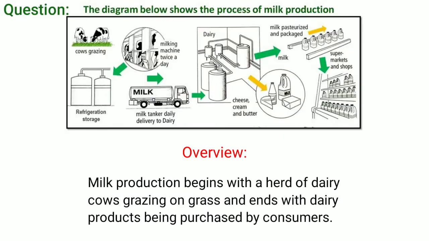Now the second step is the overview, and as I mentioned earlier, you can write the overview in many ways. You can write many things in that. So here is one example of an overview. In the overview, I have shown the beginning point and the end stage of this process. For example, milk production begins with a herd of dairy cows grazing on grass and ends with dairy products being purchased by consumers. In that way you can show the starting point and the end point of any process.